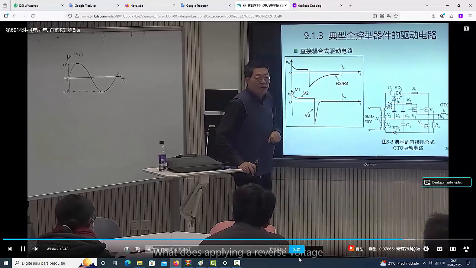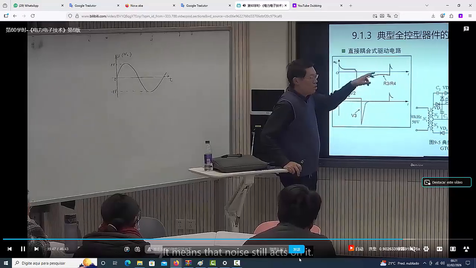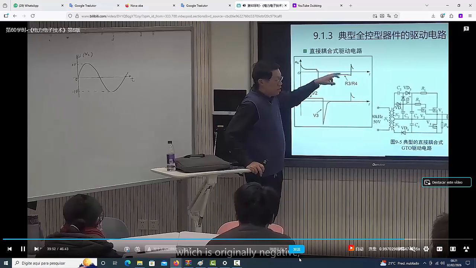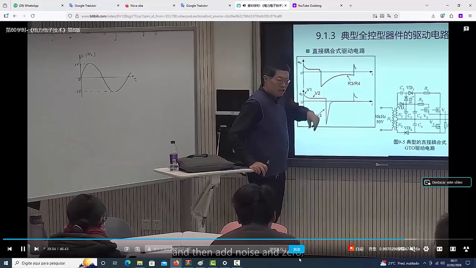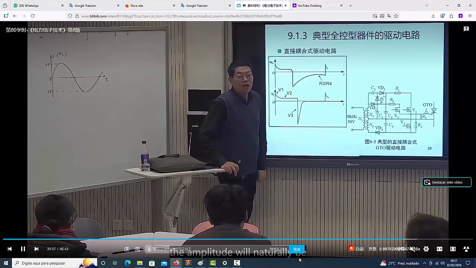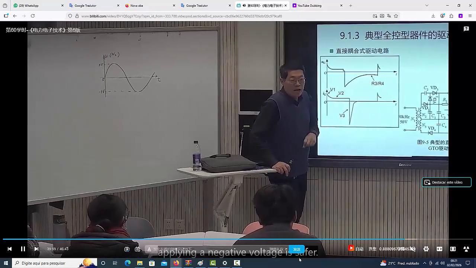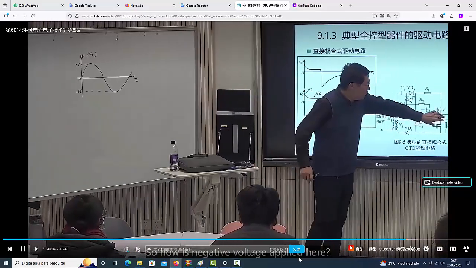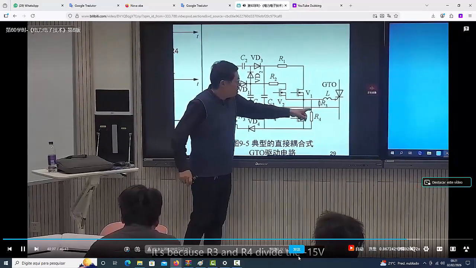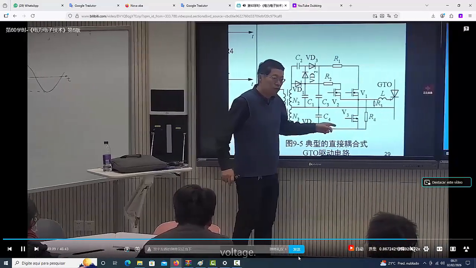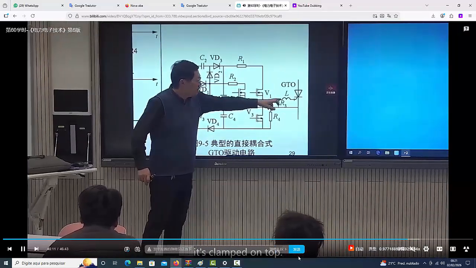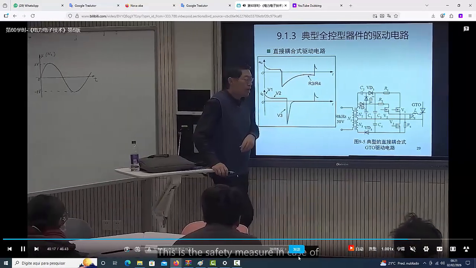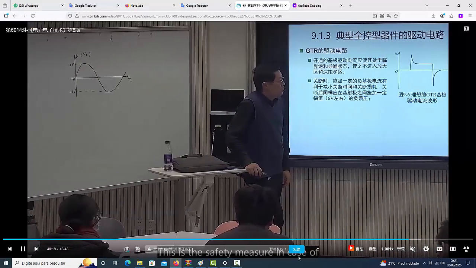What does applying a reverse voltage mean? It means that noise still acts on it. If you apply a reverse voltage, which is originally negative, and then add noise and 0, the amplitude will naturally be different. Therefore, applying a negative voltage is safer. So how is negative voltage applied here? It's because R3 and R4 divide the -15V voltage. After the voltage division, it's clamped on top. This is the reverse voltage applied. This is the safety measure in case of misconduction.